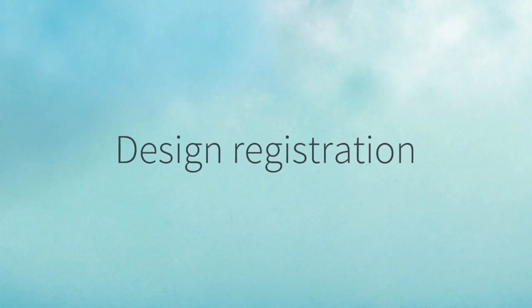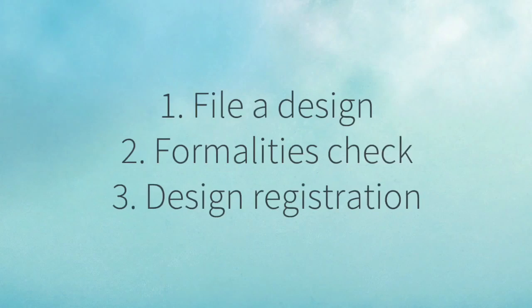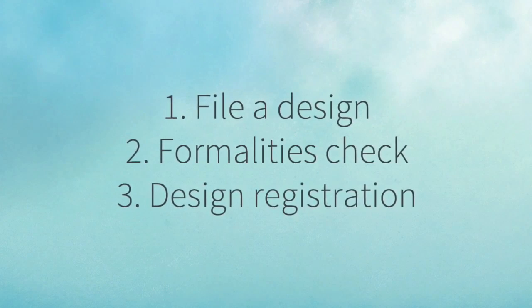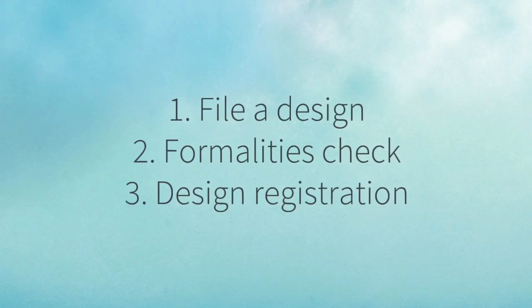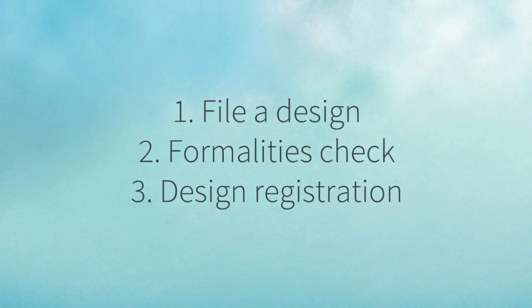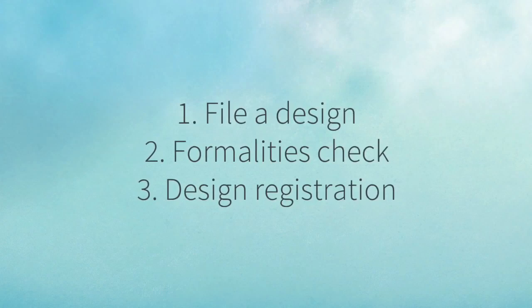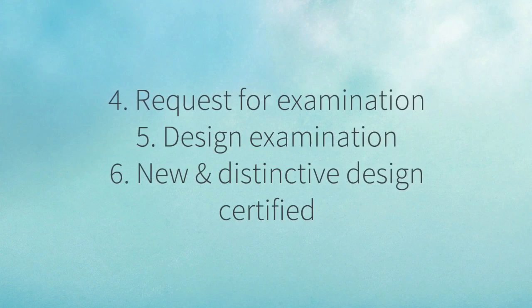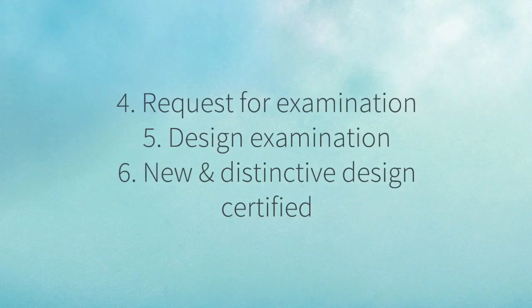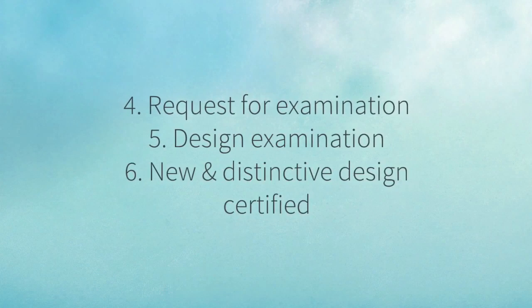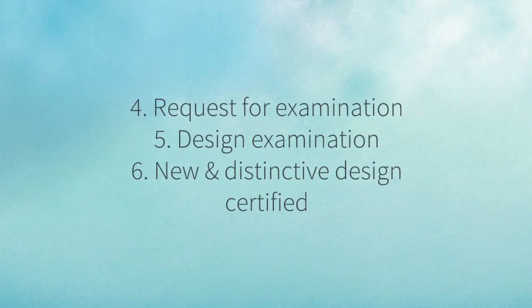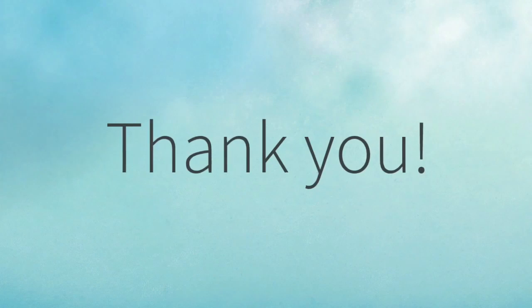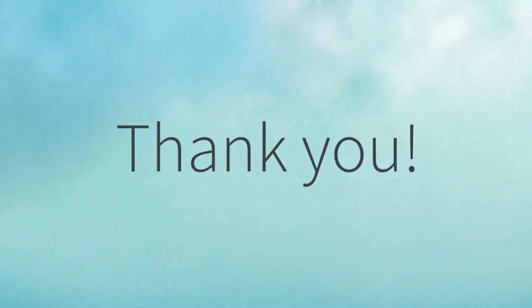In summary, there are 6 stages in the design process. Step 1. File your design with IP Australia. IP Australia will then perform a formalities check. Once the formalities check is successful, you may ask for your design to be registered. In order to receive legal exclusive rights over your design, you will need to make sure it is certified. Once your design is registered, you may then request examination. The design will be examined by IP Australia, and if it is found to be new and distinctive, the design will be certified. This was a brief summary of the design registration process in Australia.